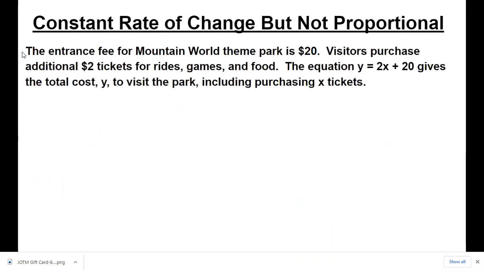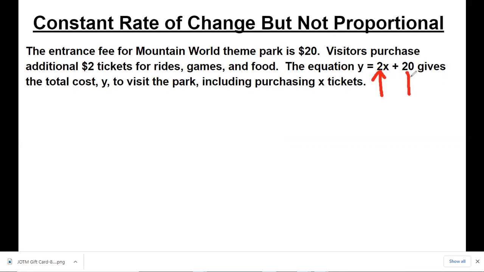The entrance fee for Mountain World theme park is $20. Visitors purchase additional $2 tickets for rides, games, and food. The equation y equals 2x plus 20 gives the total cost, y, to visit the park, including purchasing x tickets. So what this really means is you have a $2 per ticket cost, and then just $20 to walk in the door. You don't pay $20 for every ride, you just pay $20 once to get in, okay? So that's what that equation is saying.